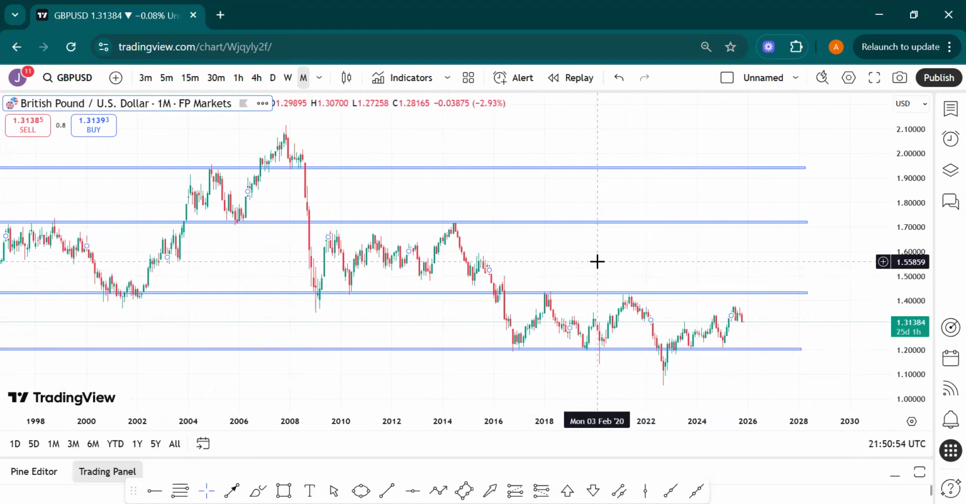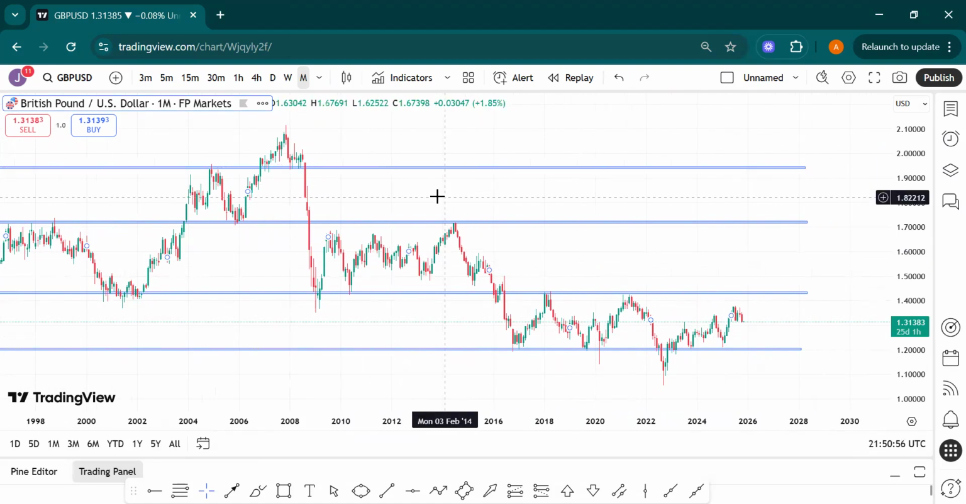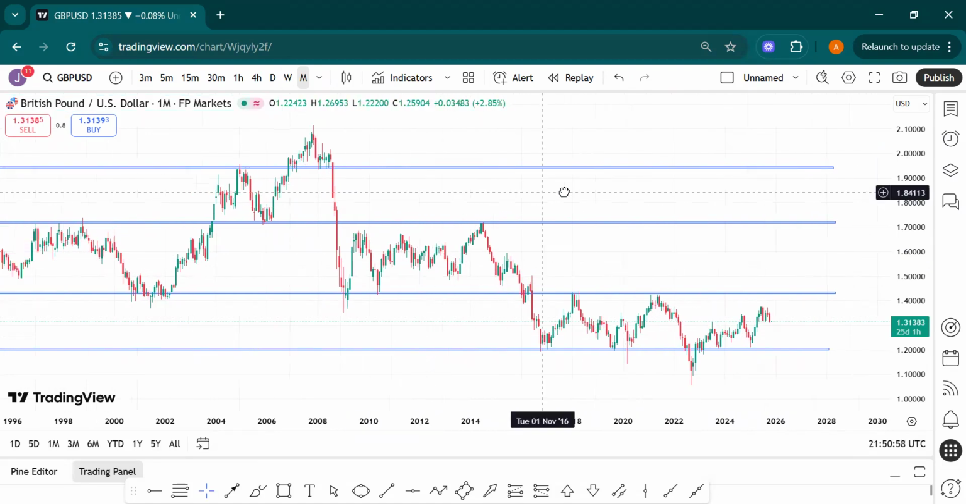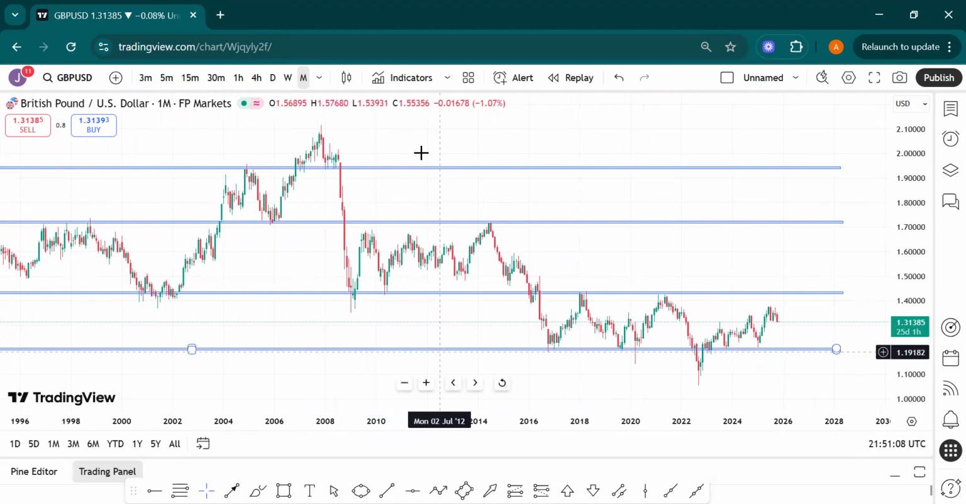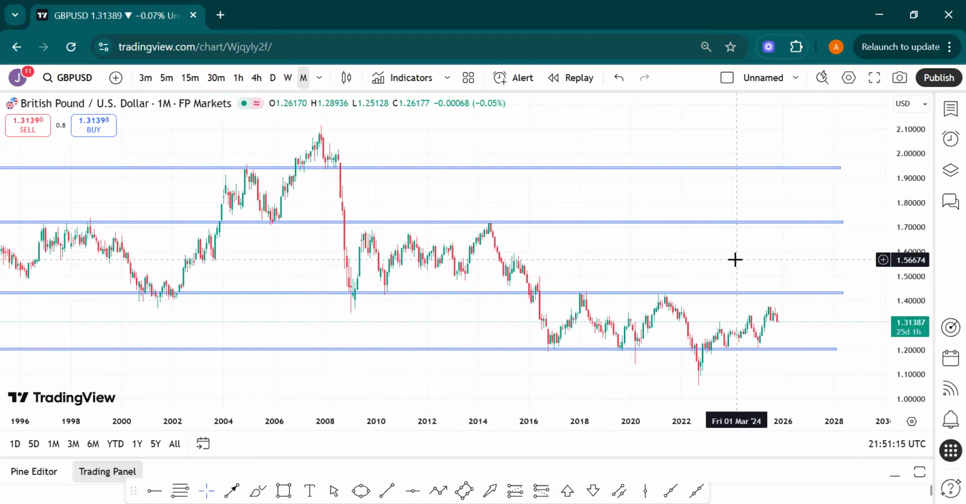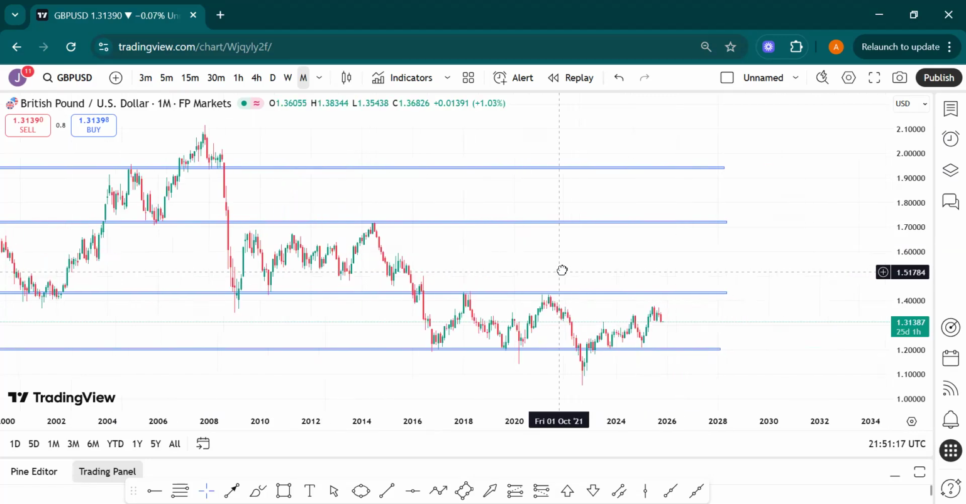Now, I'm currently on the monthly time frame and I try to do two things on this particular time frame. First is to map out my key points of interest, my key zones, which are the horizontal lines that you're seeing on my chart. It's very easy to do, but if you do not know how to do this, I have a video on the channel dedicated to how to do this.